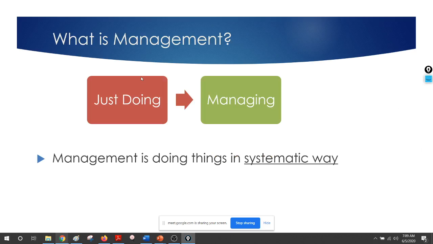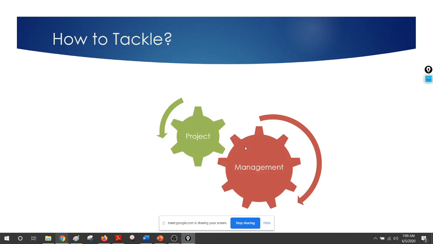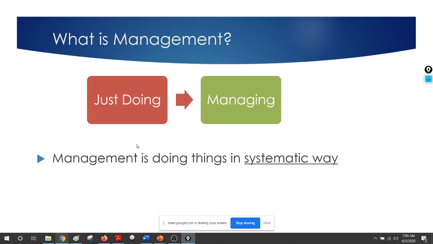So what is meant by management? Now remember, it's all about project management. Management means doing things in a systematic way, right? Doing things in a systematic way. So what is meant by systematic?